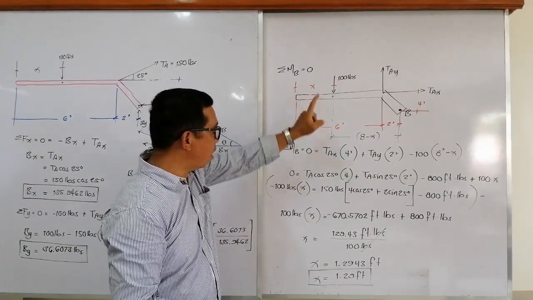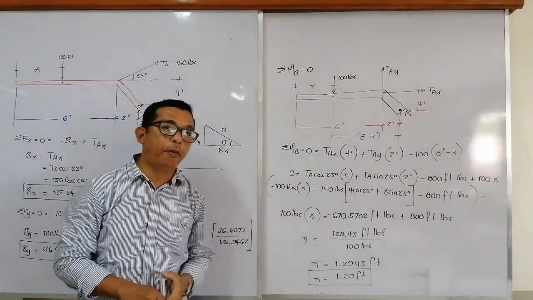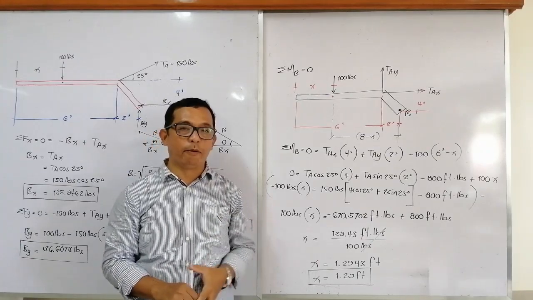So the answer is 1.29, the position of the centroid. So that's for problem number 2. Up next, we have problem number 1.